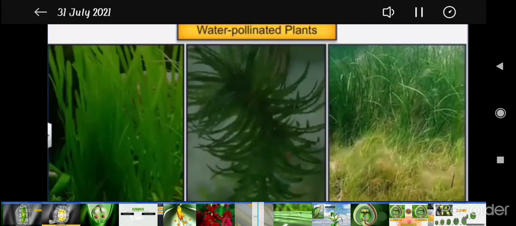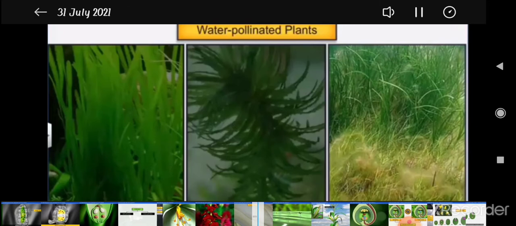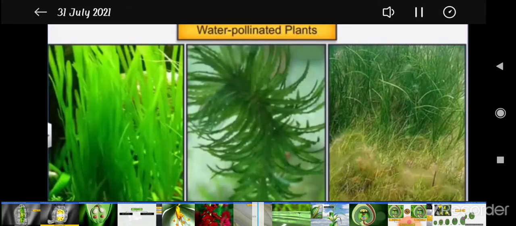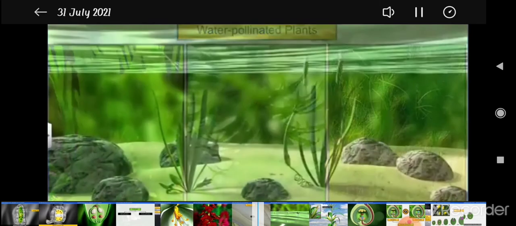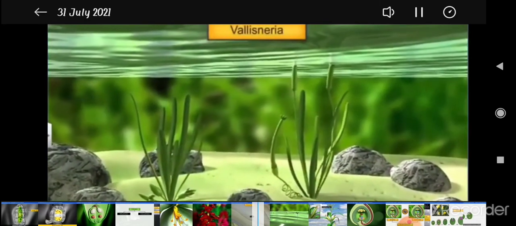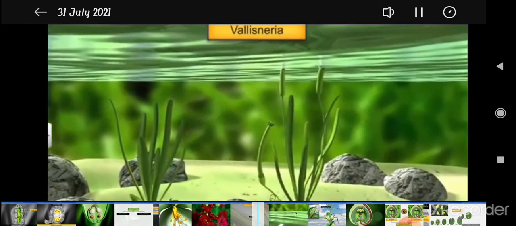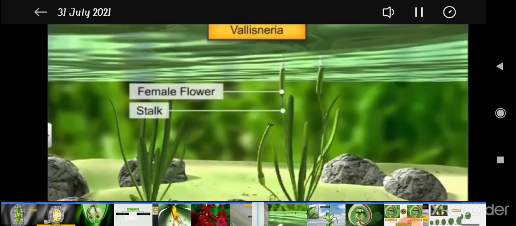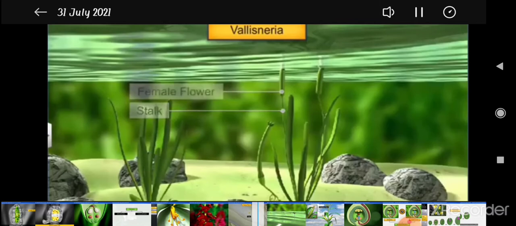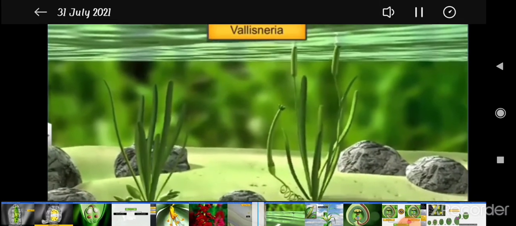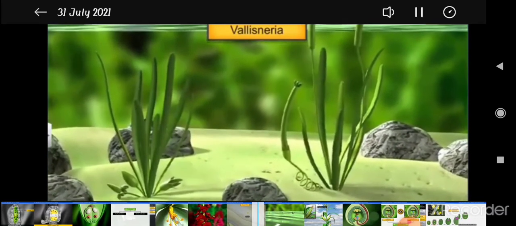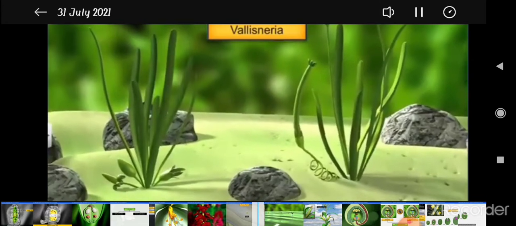However, in certain freshwater plants such as Vallisneria and Hydrilla and marine seagrasses, you can see the pollination occurring in the water. This is known as hydrophily. In Vallisneria, for example, the female plant produces a long-stalked female flower that reaches the surface of the water.